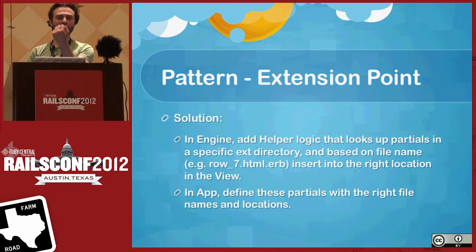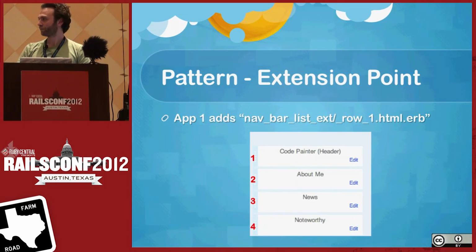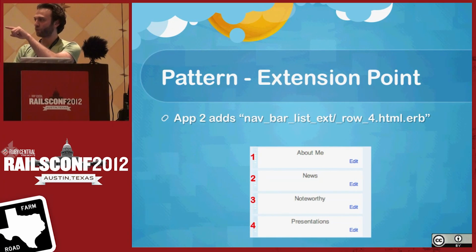So the engine defines an extension point, and then apps define extensions that plug into any area in that extension point. That's where the name partially comes from. It's that metaphor. One app will define row 1 and put stuff in it, and it shows up on top of the original row 1. Another app will define row 4, so it gets inserted at that index, and it shows up at the bottom.